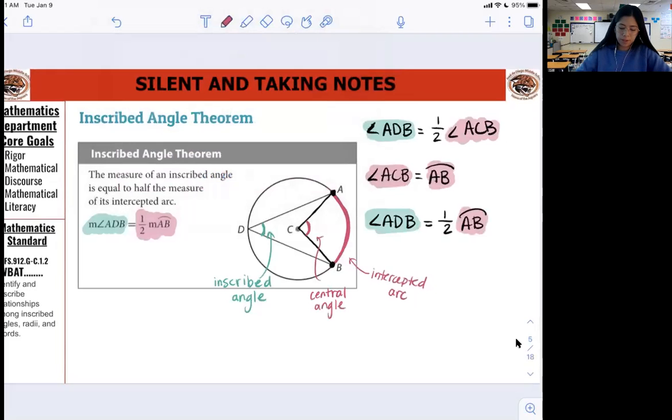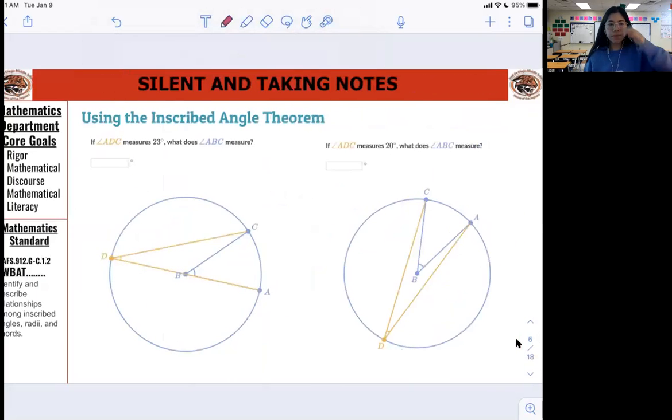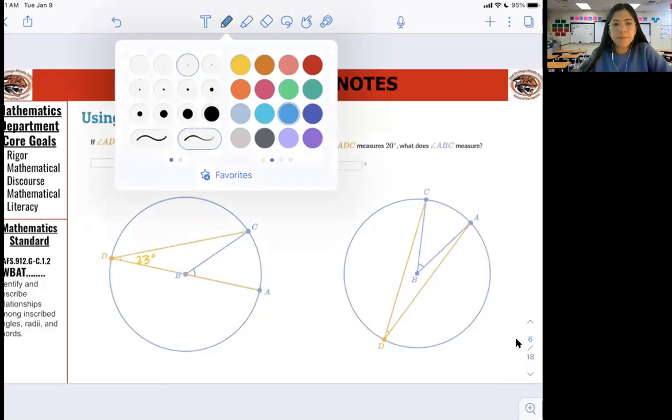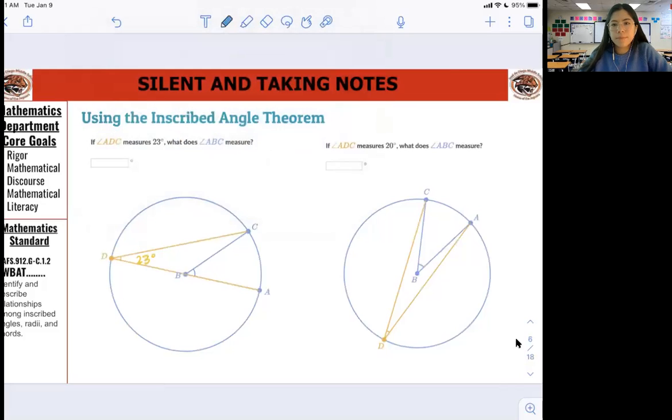Okay, let's try a couple problems. Here's the first one. If ADC is 23 degrees, so if this is 23 degrees, what would ABC measure? Good, Jalen. 46. Remember, it's twice the measurement. So ABC is 46 degrees. Now, on that note, what is the measure of arc AC?